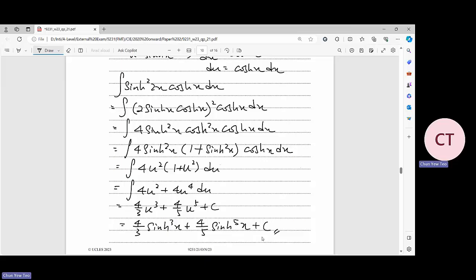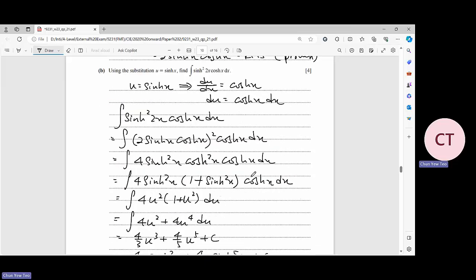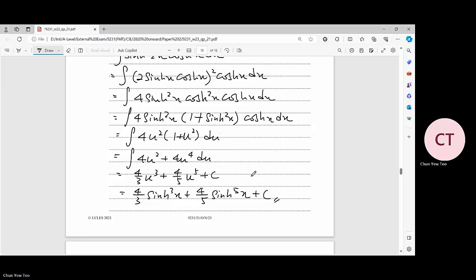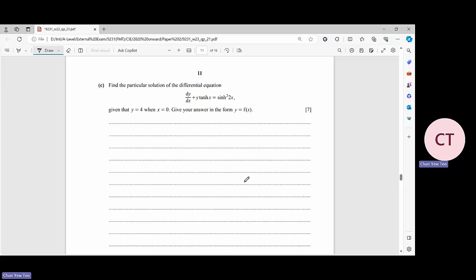Done. That will be the answer for this part B over here. Okay, so now we want to move on to the next question, C. Find the particular solutions. We are looking for the particular solutions of the differential equation.